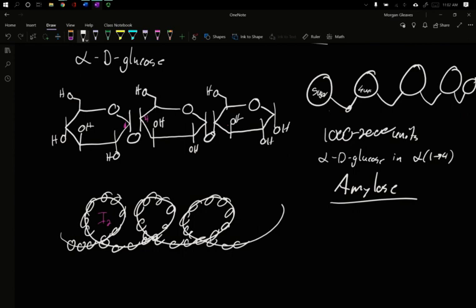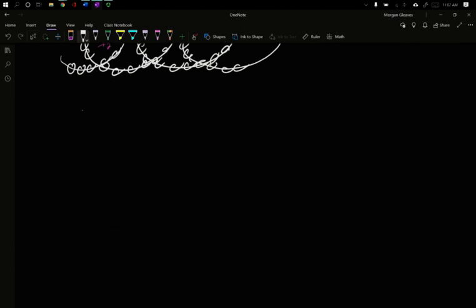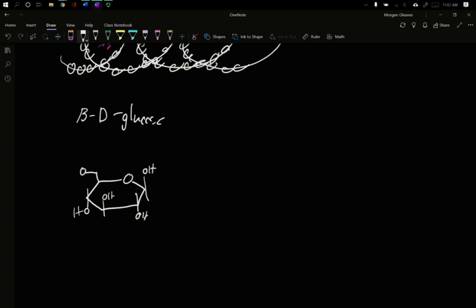Well, this is great if you do alpha D-glucose, but what if you do beta D-glucose? Well, we still have our glucose. Only difference this time is that the anomeric OH goes up. All the other OHs are in the same position.